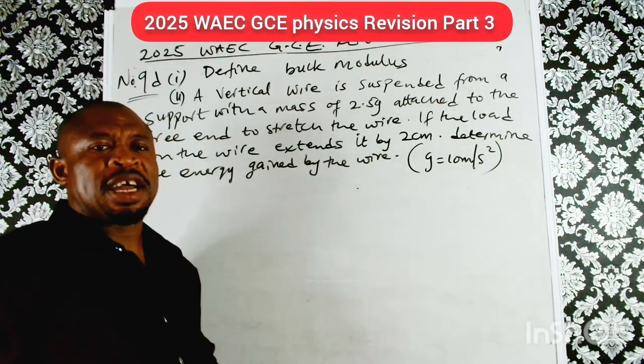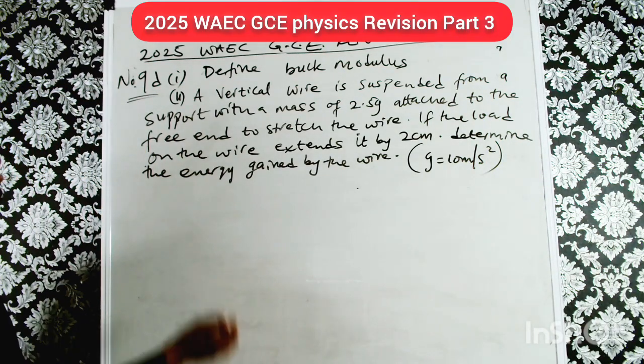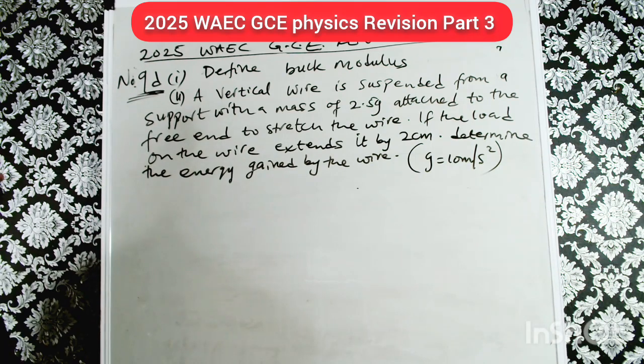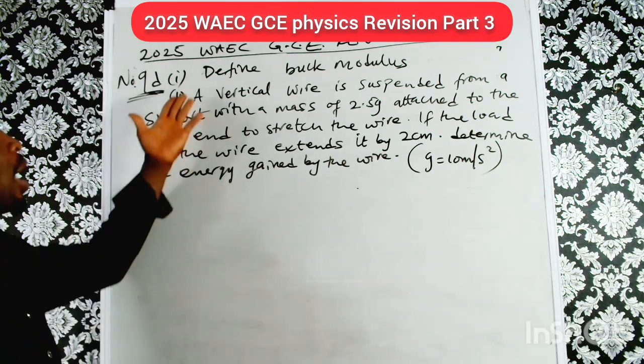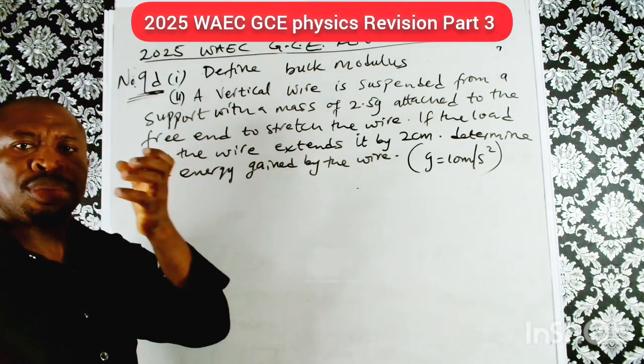Now we have the number 9D question, the 9D question of the 2025 WAEC question. It says, question I, define bulk modulus.